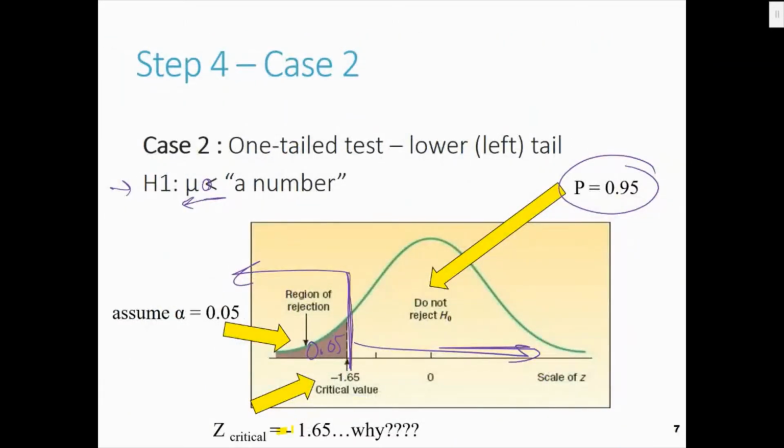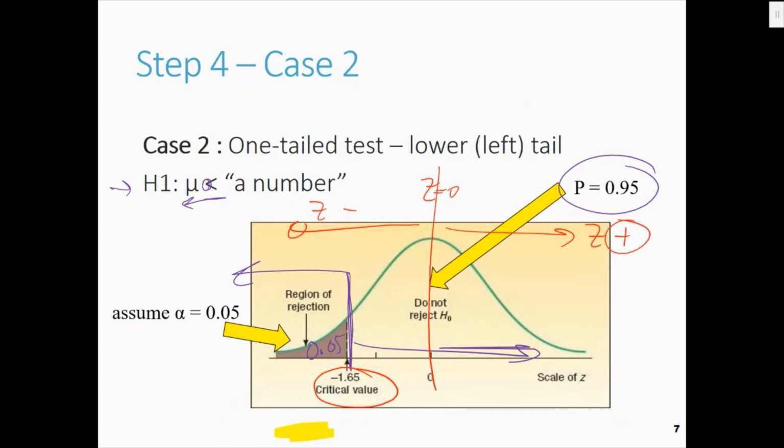So now, why is it negative? Because we're on the lower tail, right? So for the Z value, in the middle, Z is always 0. And on the upper tail, the Z value is always positive. And for the lower tail, the Z value is negative. So we get a negative 1.65.